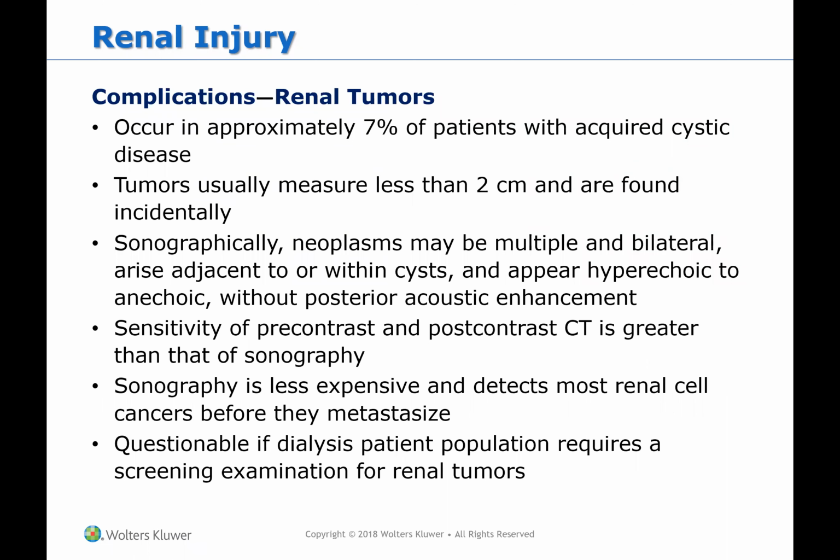So renal tumors occur in about 7% of patients with acquired cystic disease. Tumors are usually less than 2 centimeters. Neoplasms may be multiple or bilateral. Oh, and I guess that's it. So again, sonography is less expensive and detects most renal cell cancers before they metastasize. But you have to be careful because sometimes these 2 centimeter masses are harder to see. So you want to make sure that you're always taking your time when you're scanning kidneys.